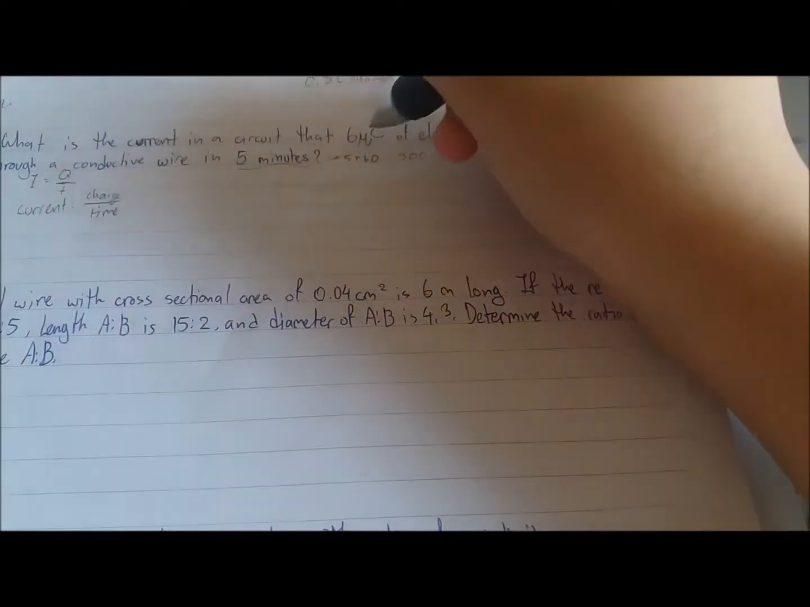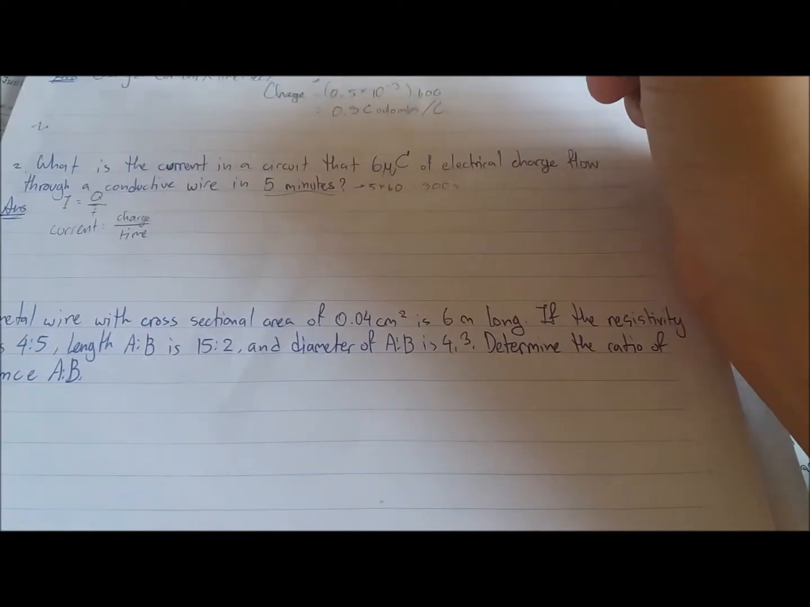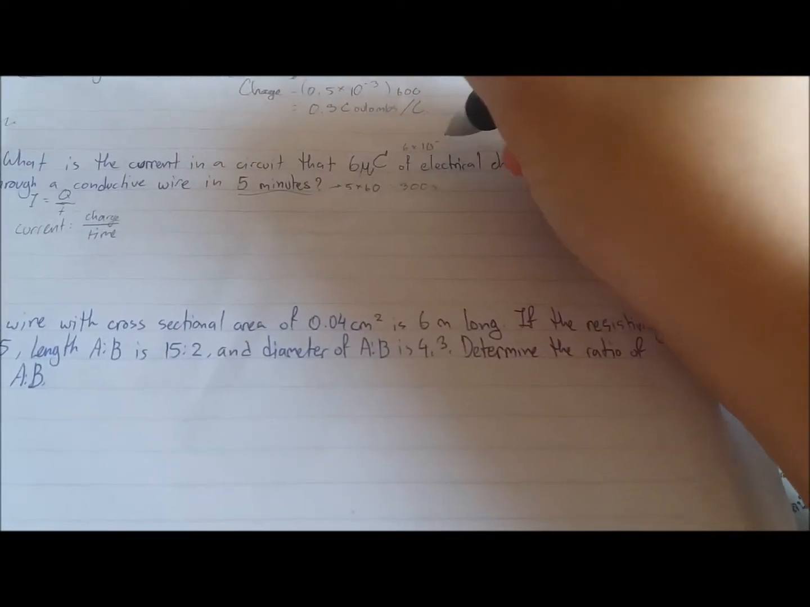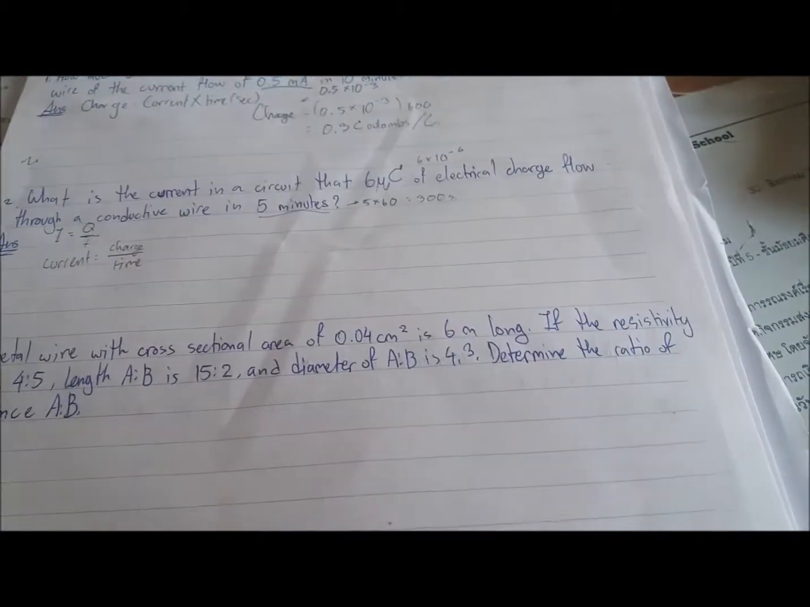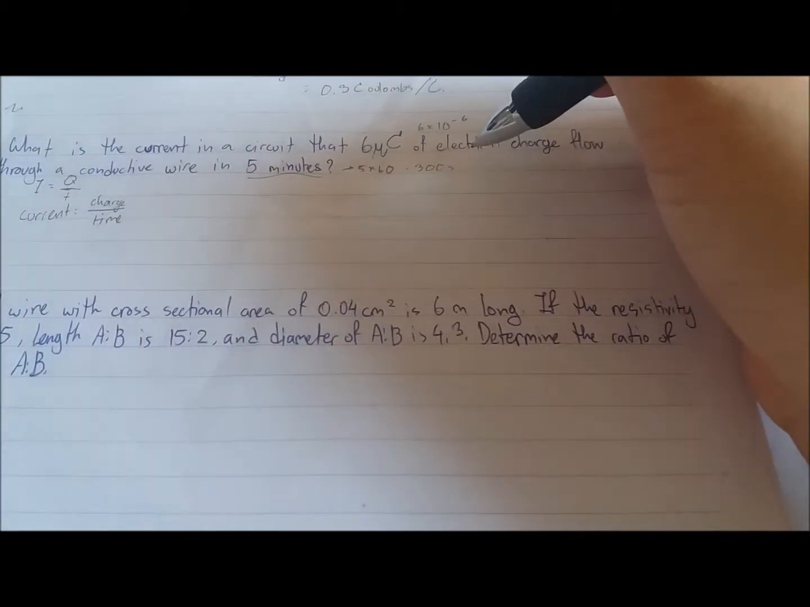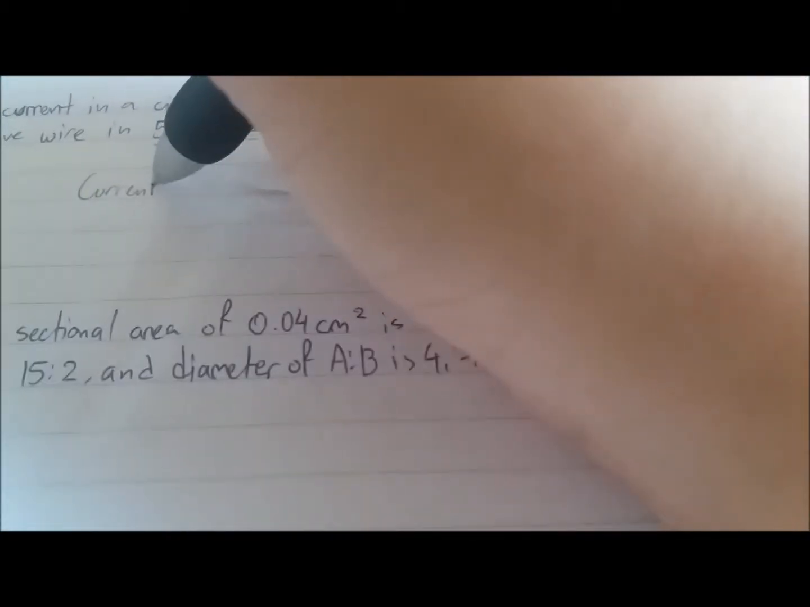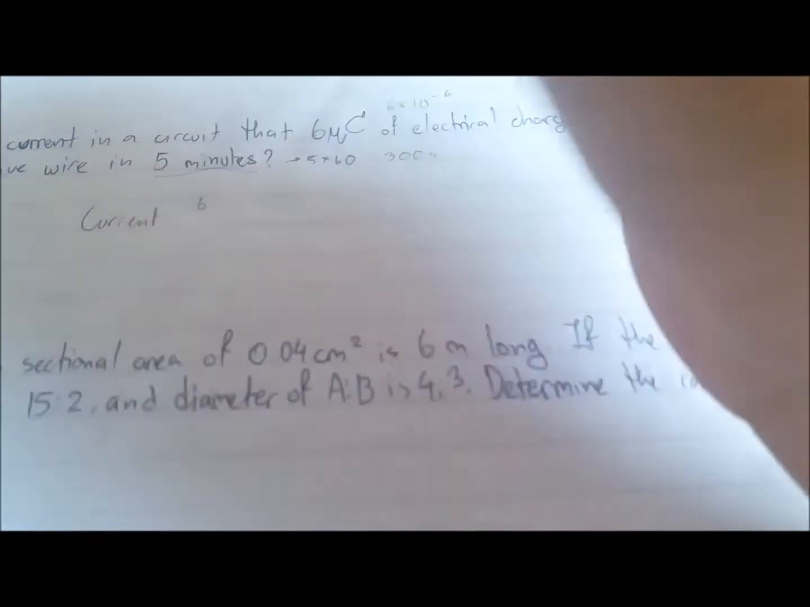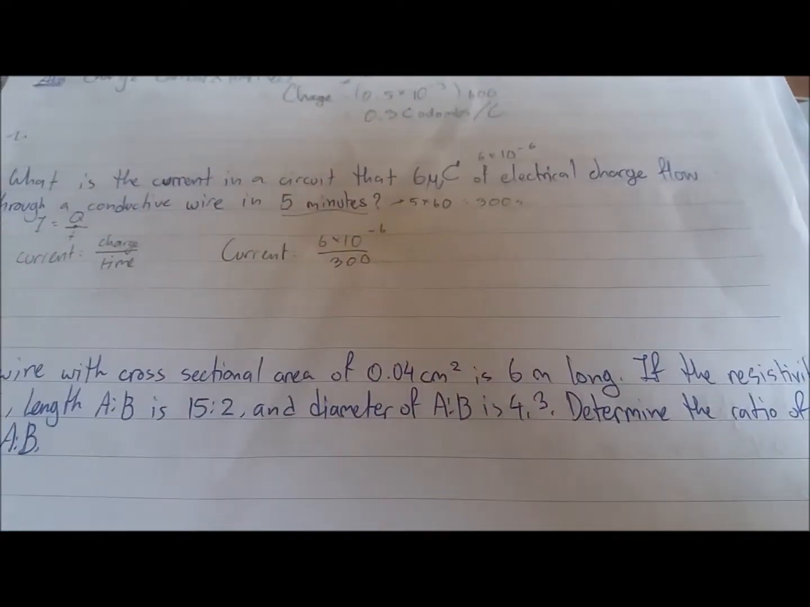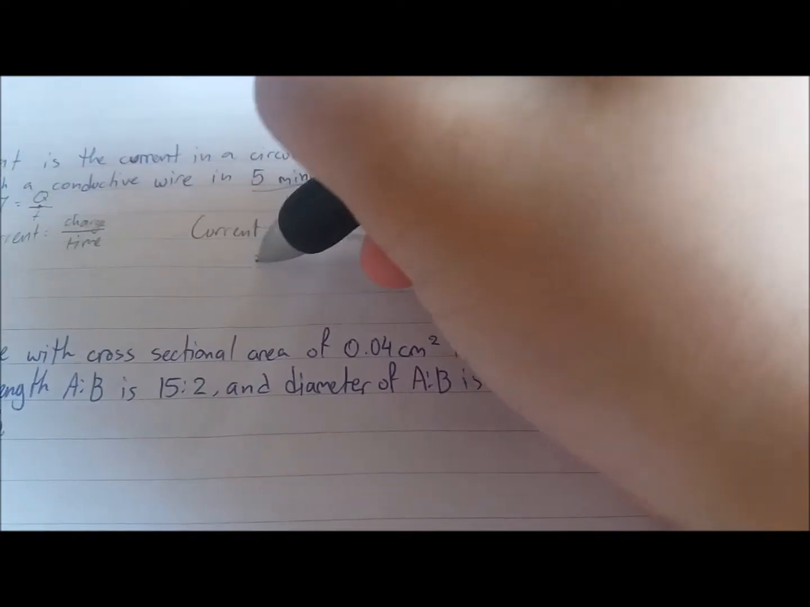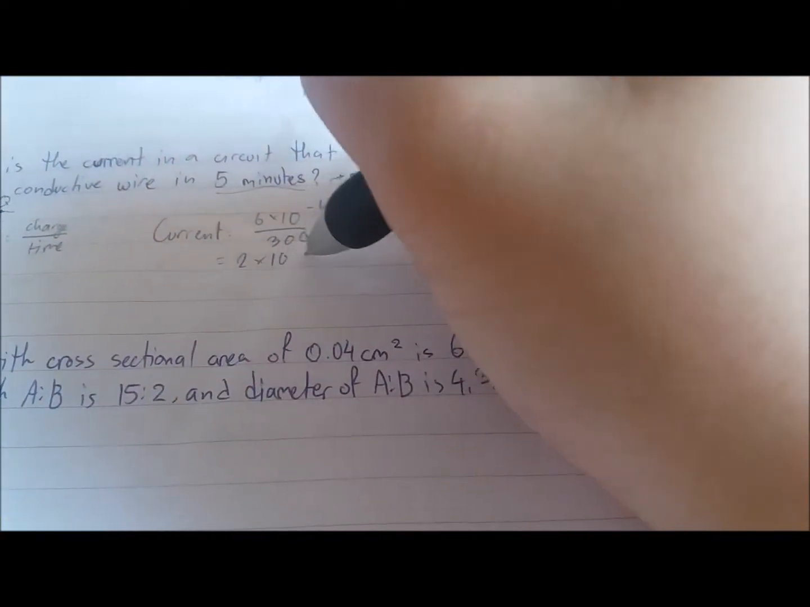While the charge is 6 microcoulombs. Microcoulombs, when we change to number form, is 6 multiplied by 10 to the power of -6. Now we already found the time and the charge, so we're going to do the math. Current equals 6 multiplied by 10 to the power of -6, divided by 300. When we're finished, the total current is 2 multiplied by 10 to the power of -8.